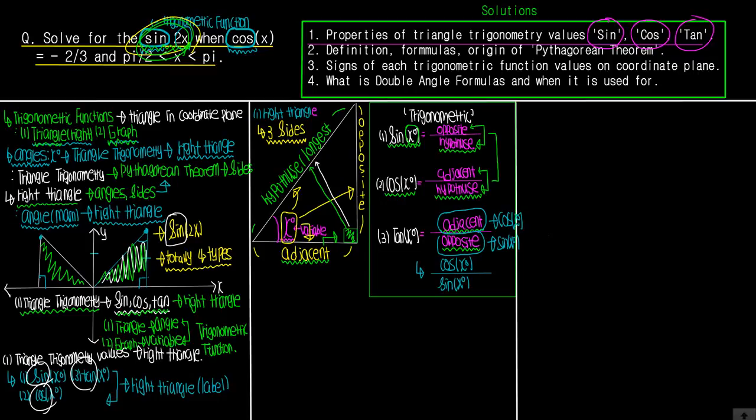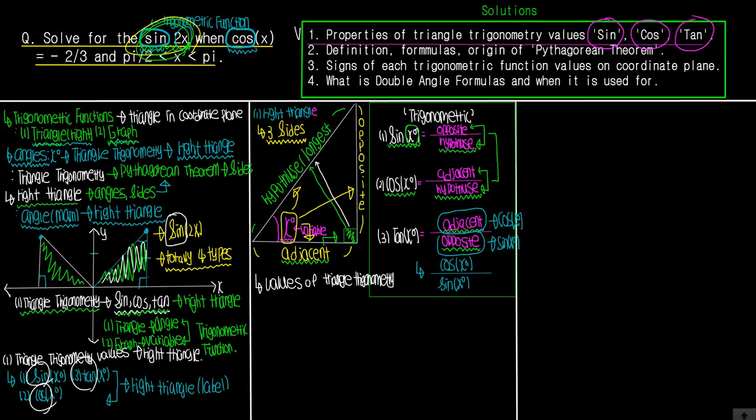And this was the first thing that we had to know in order to solve this question, and the most important thing right over here was the values of triangle trigonometry. So, as we finish this, we have finished the first thing that we had to know to solve this question, which was the properties of triangle trigonometric values: sine, cosine, as well as tangent. Now let's go to the second step we need to know.